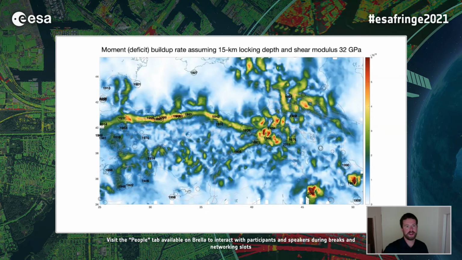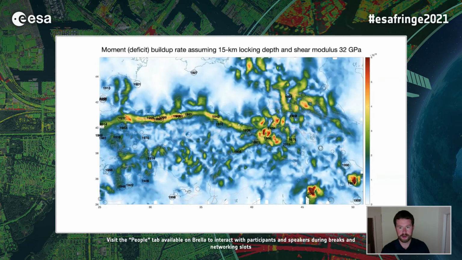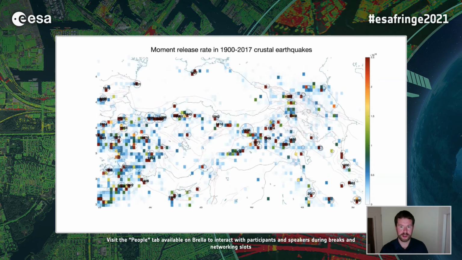And then if you want to take this into moment deficit buildup rate, you can multiply it by a locked width. You can assume 15, or maybe if another value is more appropriate, you can do a distribution, but I just assume 15 here. Just convert strain to moment buildup rate, and you can compare that to the moment release rate in earthquakes, that other plot down the center in those original plots. And again, you can see that they follow each other pretty well. You get this crossroads here, shows up nicely in both of them.